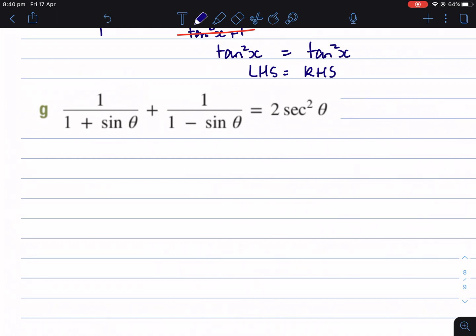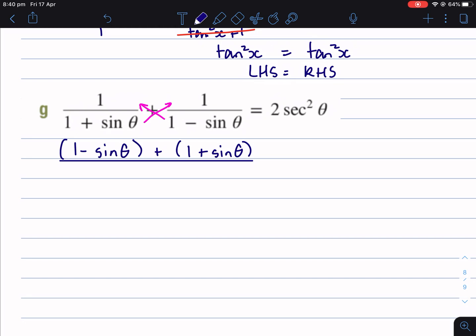Ooh. We're going to cross multiply. So we've got 1 take sine theta plus 1 plus sine theta. Technically, each of these should be in brackets. Over, and then these bottom ones are times together. 1 plus sine theta, 1 take sine theta equals 2 times, now sec is 1 on cos.